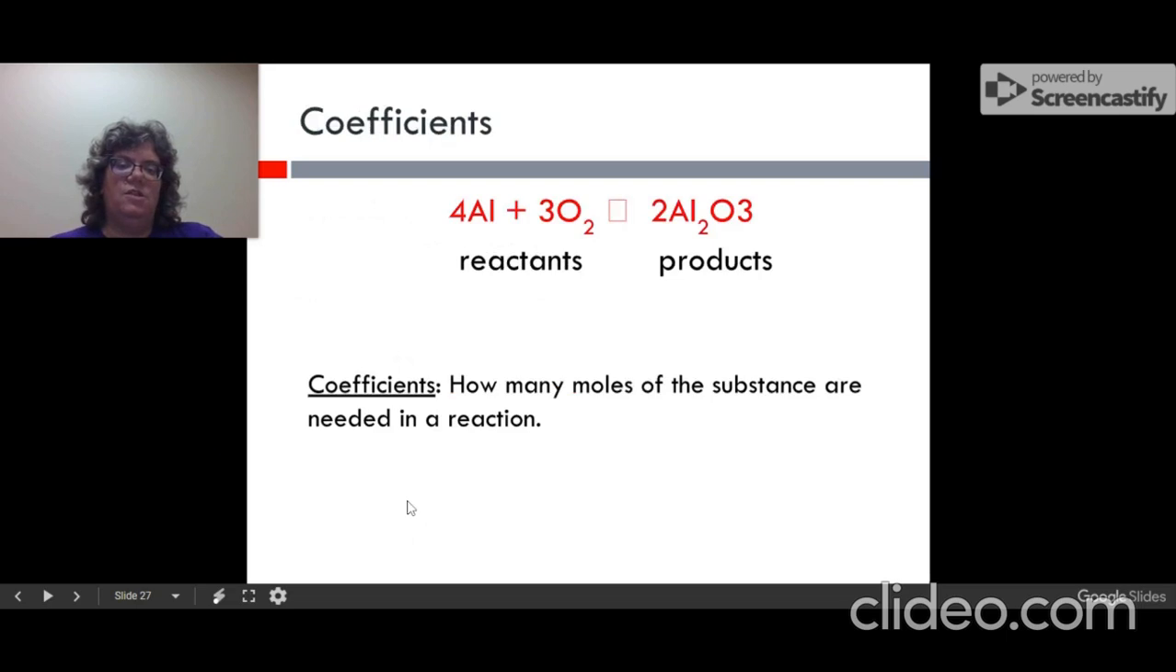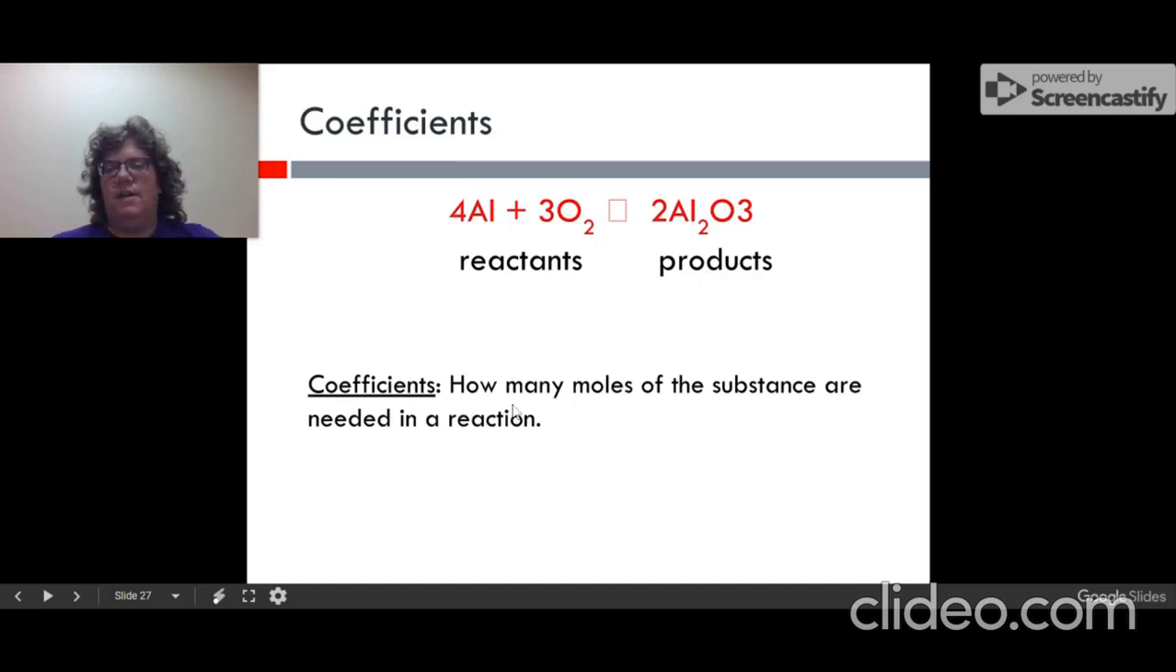The same procedure is used when we're looking at chemical reactions. Here's an example of a chemical reaction. You can see over here on the left-hand side are the reactants. Those are the things that are going to be combining together to make our product, which is over here on the right-hand side.